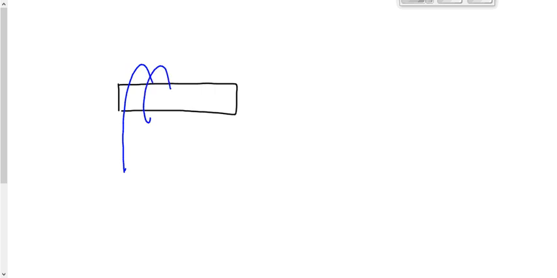Let me draw a core. Although, again, we don't have to have that. It just makes it a little bit easier to visualize it. And let me draw a wire that goes around like this.